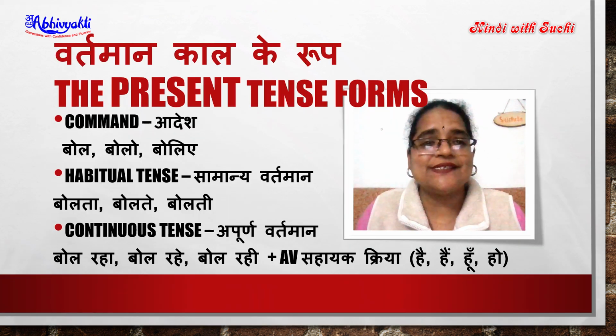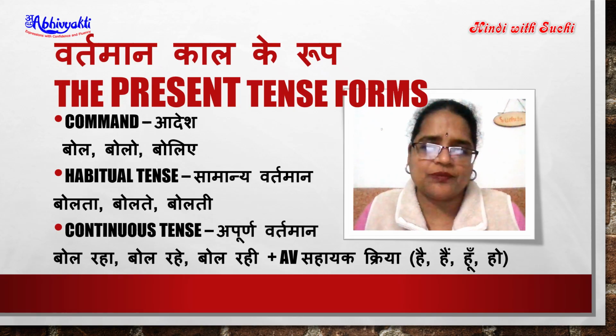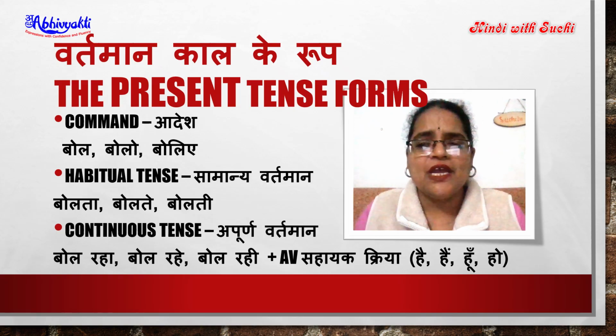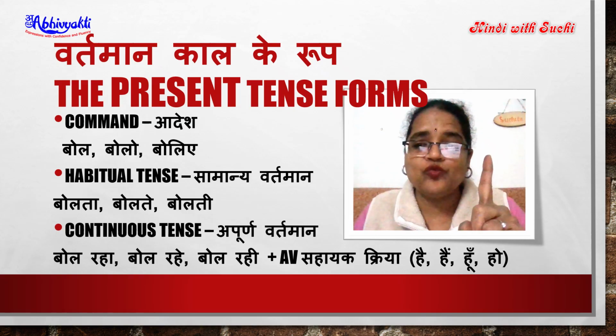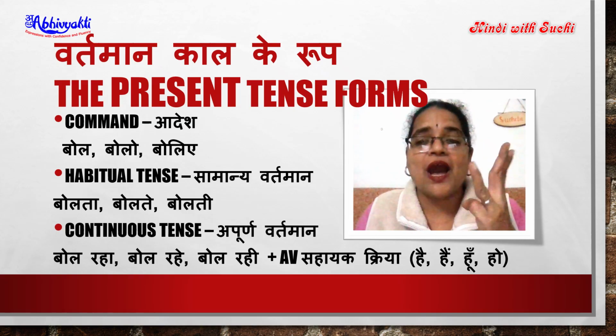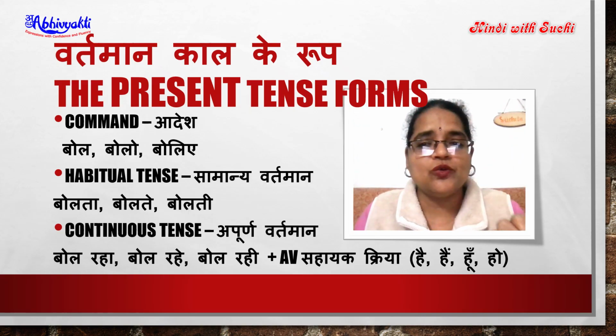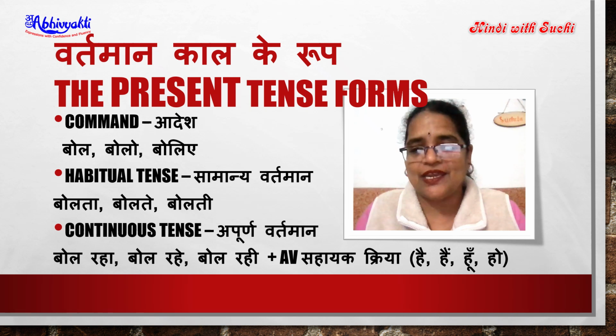Let's look at the present tense forms. Now the verb we are using is bolna. So bolna in the present tense, we mainly have 3 forms. First is the command form. Yes, the commands in Hindi take a very different form, which is the tu form, tum form and aap form. 3 forms. So tu bol, tum bolo, aap boliye. The respectful, polite, formal is boliye. Aap boliye. With friends, classmates, tum bolo.